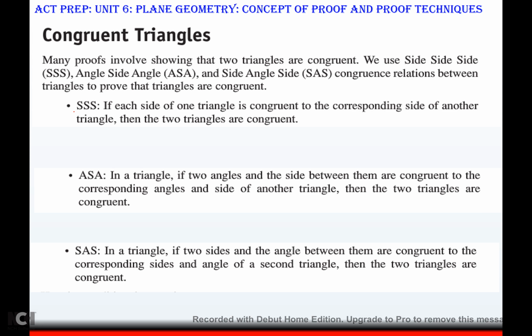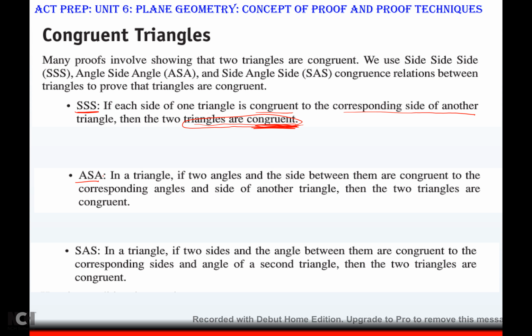One says that, this is the side-side-side theorem, if each side of one triangle is congruent to the corresponding sides of another triangle, then the two triangles are congruent. Which means if you can prove the three sides in one are congruent to the three sides of the other, then the triangles have to be congruent. And congruent means it's not like similar triangles. Similar means that they have the same shape, but not necessarily the same size. Congruent means that they're exactly equal. They have the same shape and the same size.